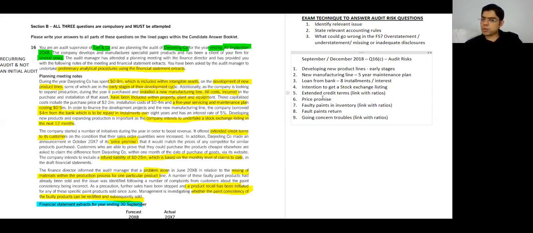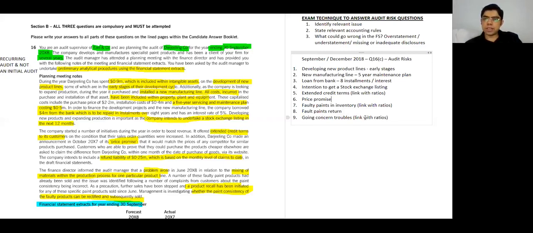Then I saw about price promise. I just mentioned it. I got to know that there are faulty paints that are being returned, that might be there in the inventory too. So I've just copy pasted them. And for inventory, because I have a ratio with the title inventory days, I would be able to link it over here with the ratios. Then I copy pasted going concern troubles linked with ratios.